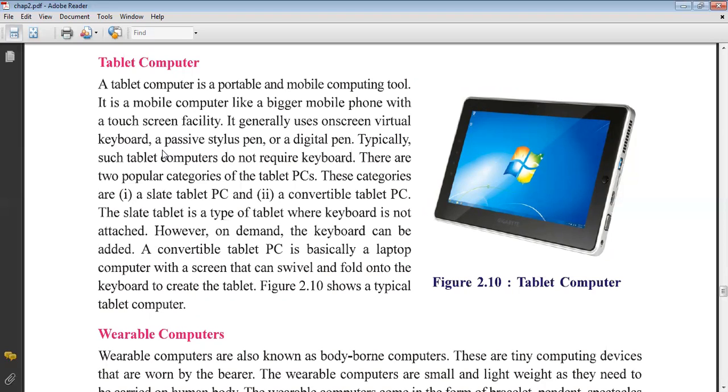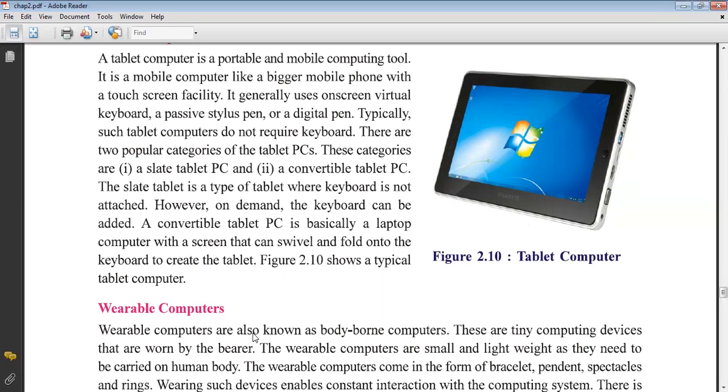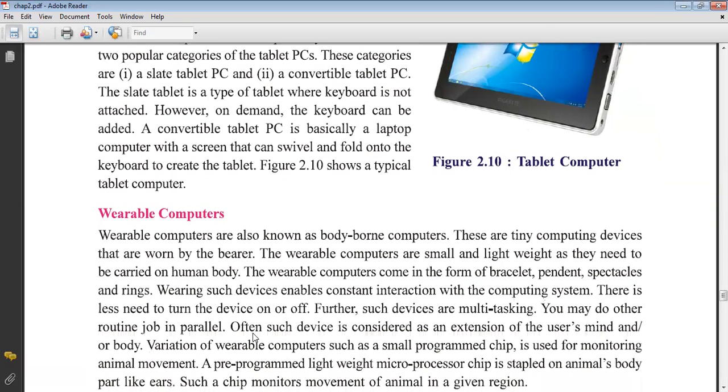PDA, handheld, we are able to hold in our hand. PDA, personal digital assistant. Tablet, we are using a mobile card also with it. So typically there are two popular categories of tablet PC. These categories are slate tablet PC and convertible tablet PC. The slate tablet is a type of tablet where a keyboard is not attached. However, on demand the keyboard can be added. A convertible tablet PC is basically a laptop computer with a screen that can swivel and fold onto the keyboard to create a tablet. Figure 2.10 shows the typical tablet computer. This is a simple typical tablet computer.